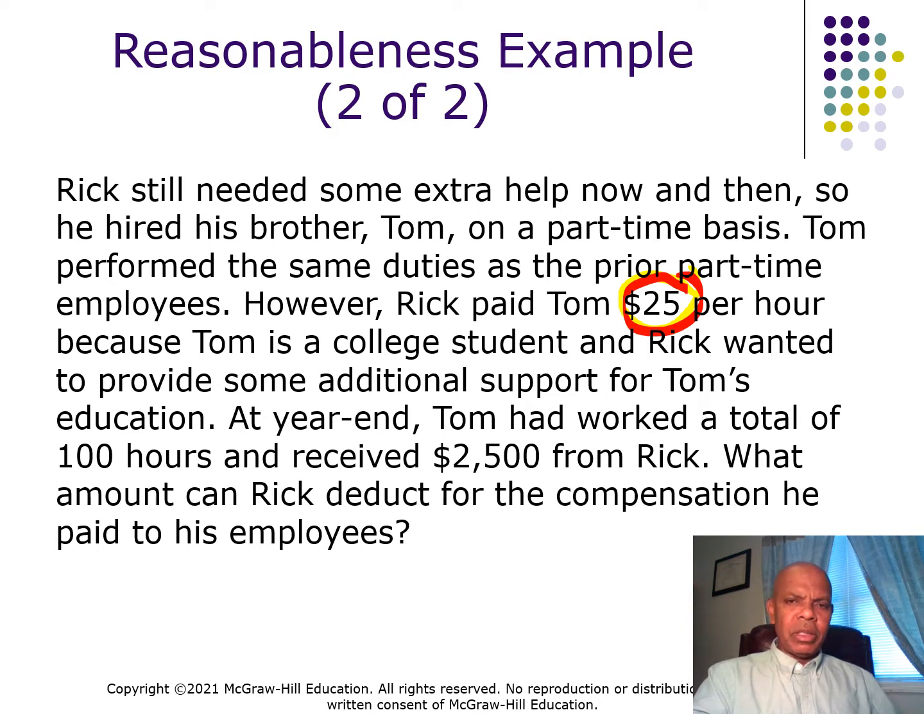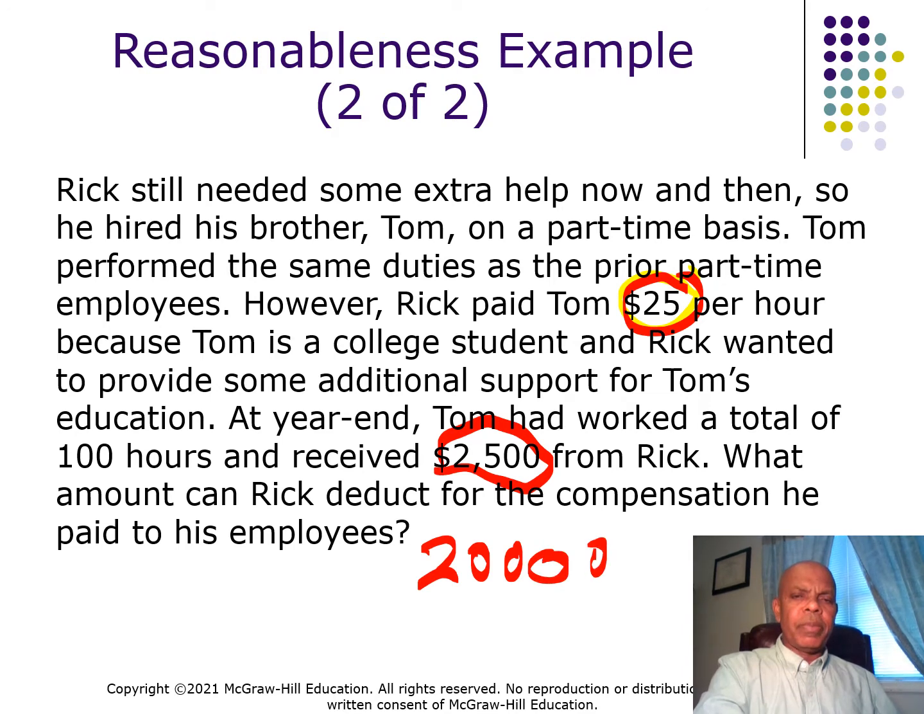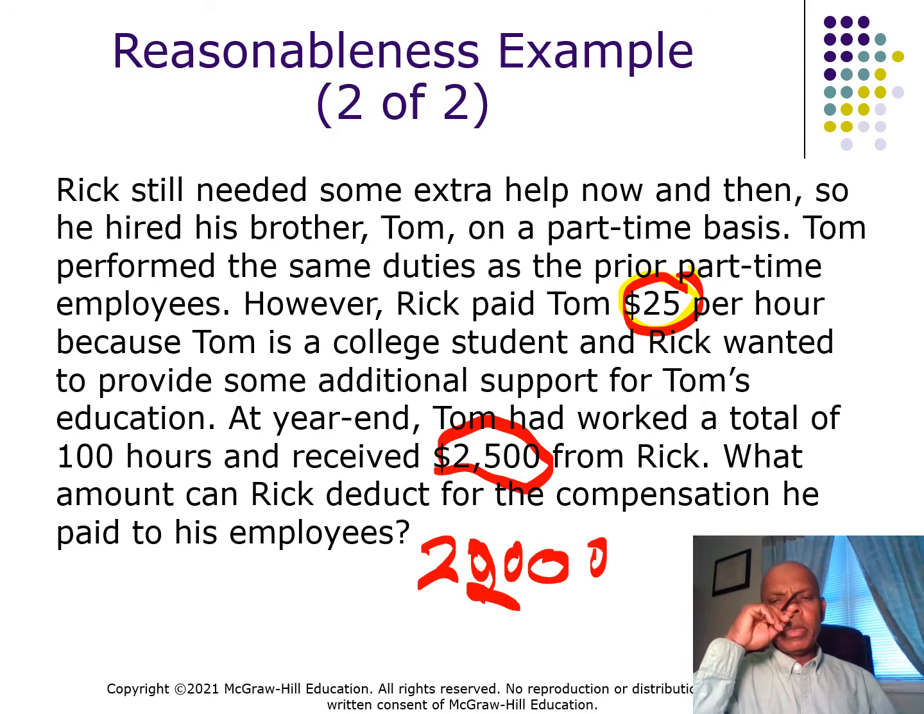At the end, Tom had worked a total of 100 hours and received $2,500. See, $25 an hour, 100 hours, you get $2,500. What amount can Rick deduct for the compensation he paid to his employees? We know that $22,000 is good. That's the part-time employees. That's the normal rate. $22,000 for four employees.